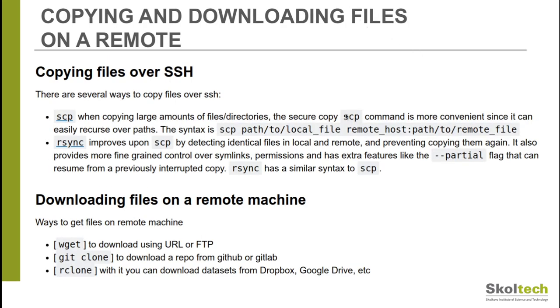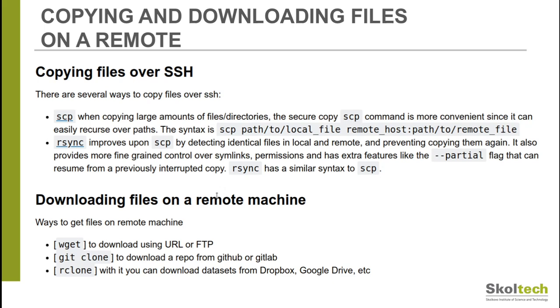Let's go to the next topic. This topic is about copying files over SSH and downloading files on the remote machine. There are several ways to copy files over SSH. What does it mean? To transfer copies of your local files to the remote. First option is SCP. Use SCP when copying large amounts of files or directories. The SCP command is very convenient since it can easily recurse over paths. The syntax is the following as you see on the slide.